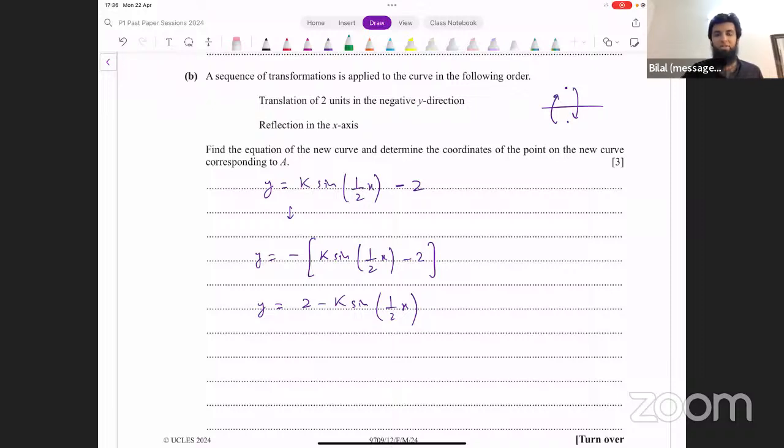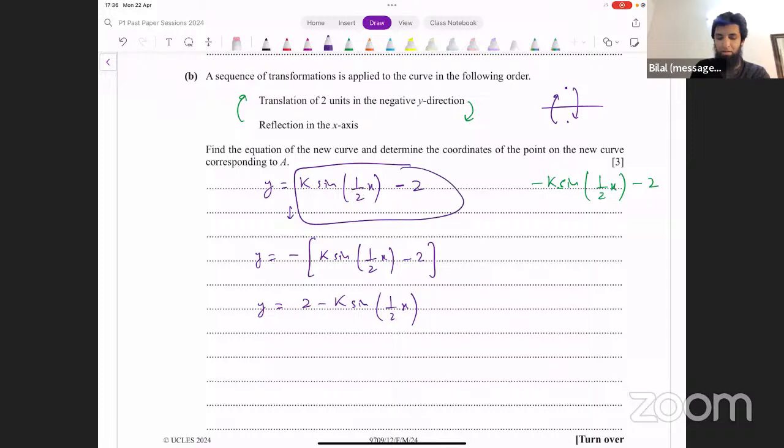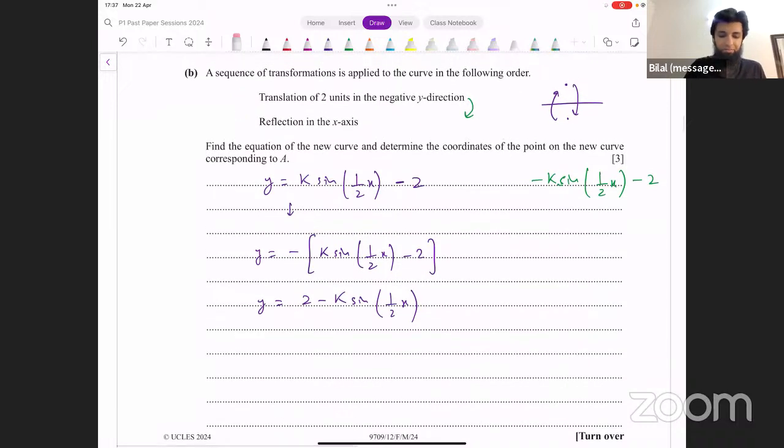You're saying minus should only be with k. That would happen if it was the other way around. If reflection was happening first, then you would put a minus sign with k sine half x, and after that, you can do translation, and that will be -2. But in this case, the order is different. You first have to do translation. After you're done with translation, this is what you end up getting. Now, this whole thing has to be reflected. So you put negative sign outside. So that's the equation that you get at the end.